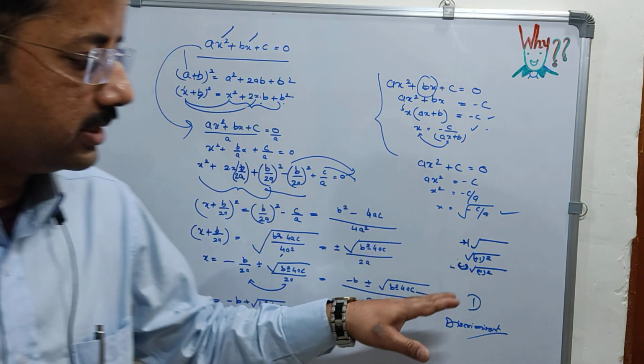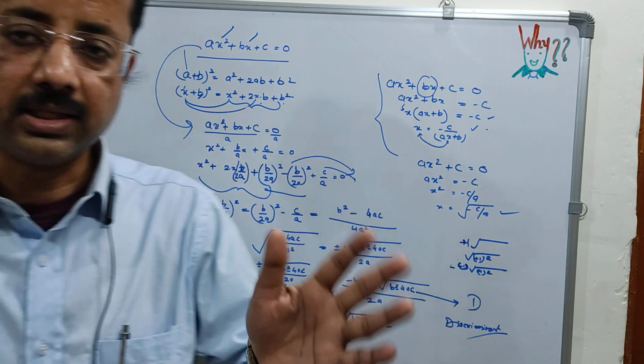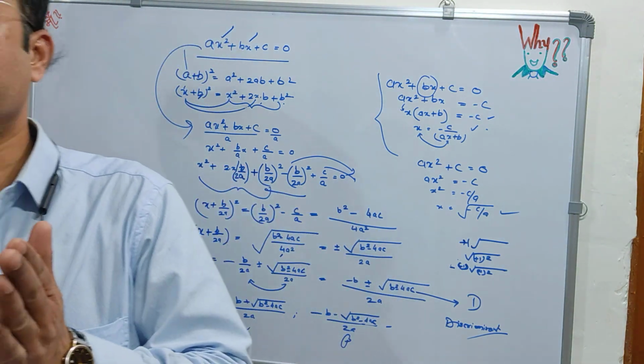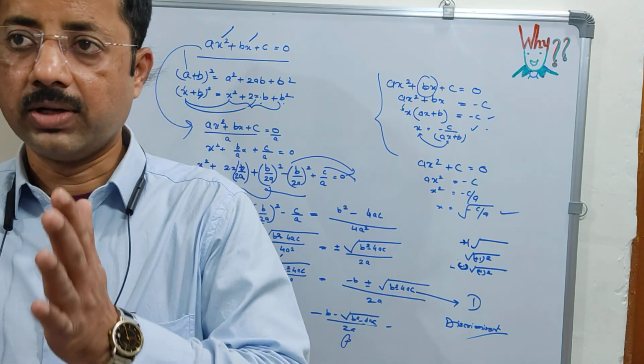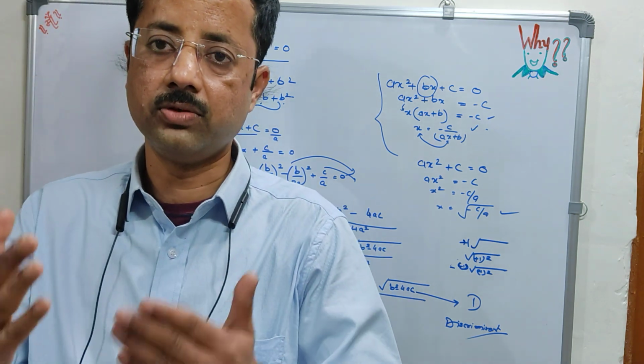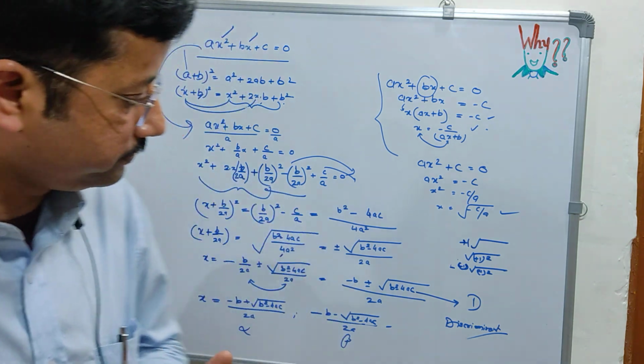Now alpha plus beta, when we add, then we get a certain value. When we do alpha into beta, then we get certain values. Those values we will learn in the next class.